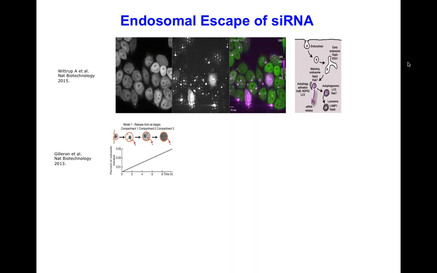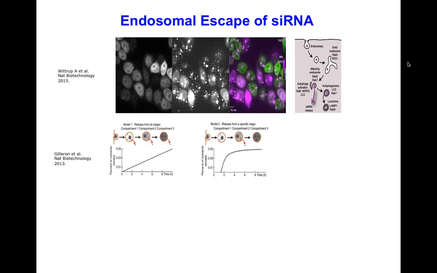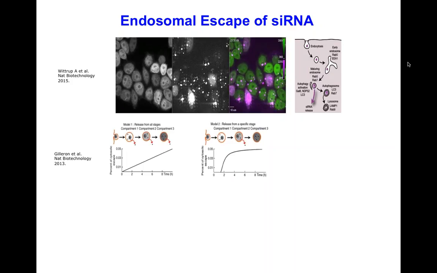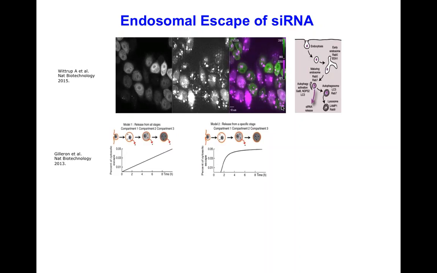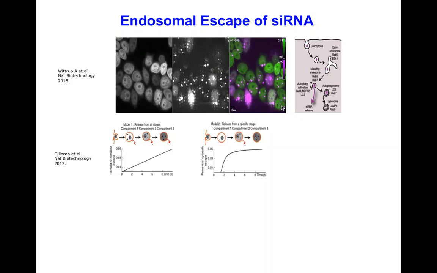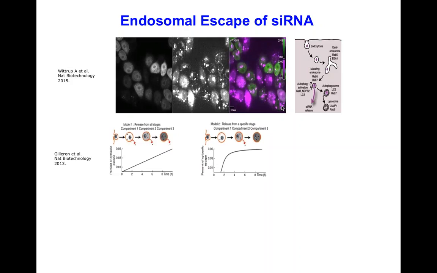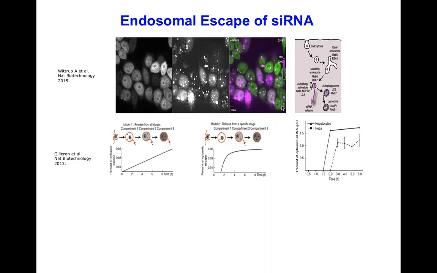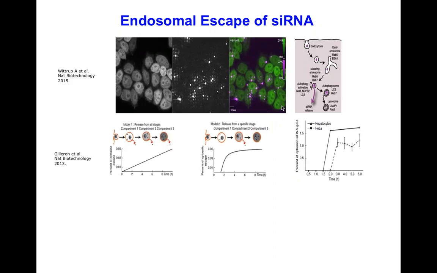Gilleron and Marino-Zerial in Nature Biotech in 2013 suggested two models by which an siRNA may escape to the cytosol. In one model, the escape is happening from all different endolysosomal compartments as the trafficking proceeds. And in the other model, the escape is happening just from one system. So there is one vesicular system that is leaky enough for the siRNA to escape. They were able to further show this using in vivo and in vitro experiments that actually it's the second model that is true.